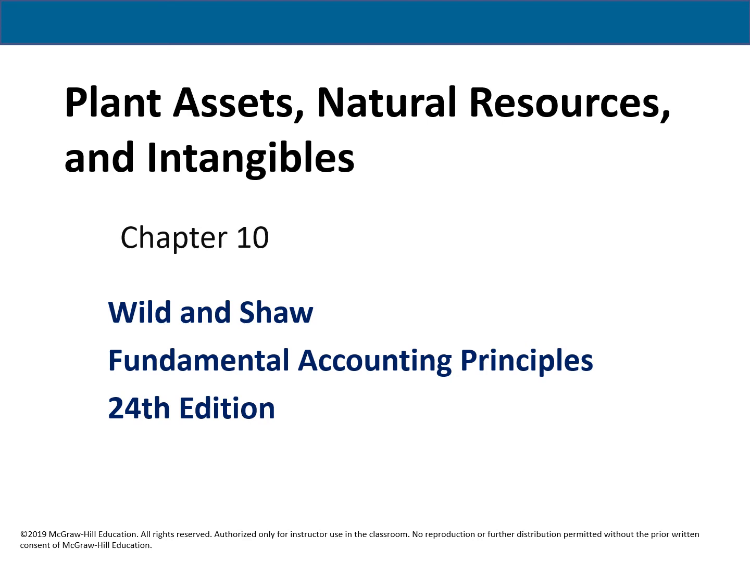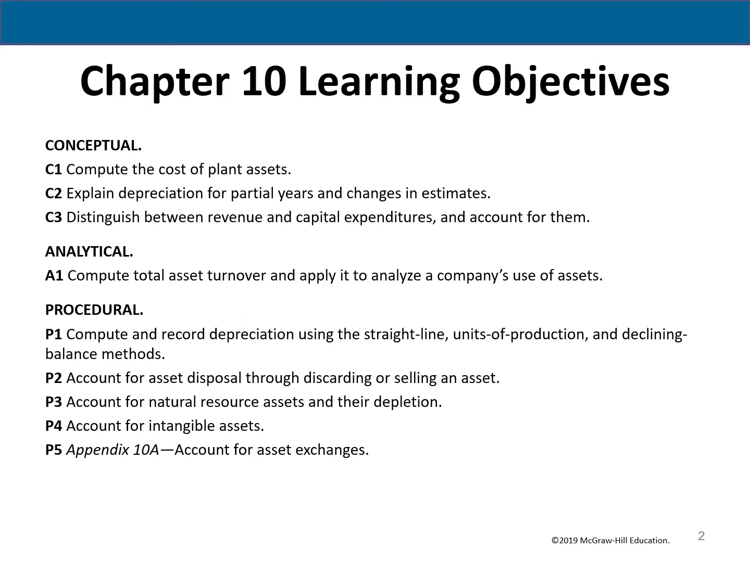Okay, everyone, we're going to look at our final chapter for this semester, plant assets, natural resources, and intangibles. So in this chapter, we're going to focus a lot on plant assets, how we compute the cost of them, how we calculate the expense amount of them, depreciation, for whole years or partial years. We're going to distinguish between what's called a revenue and a capital expenditure and how we account for them.